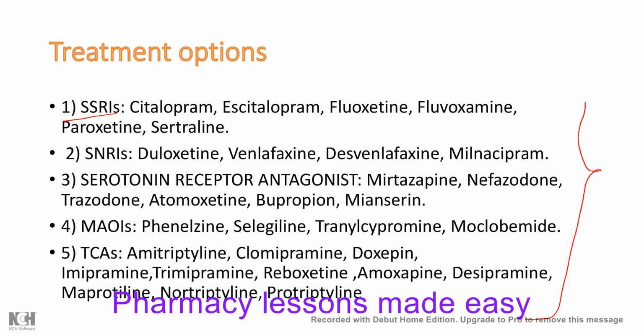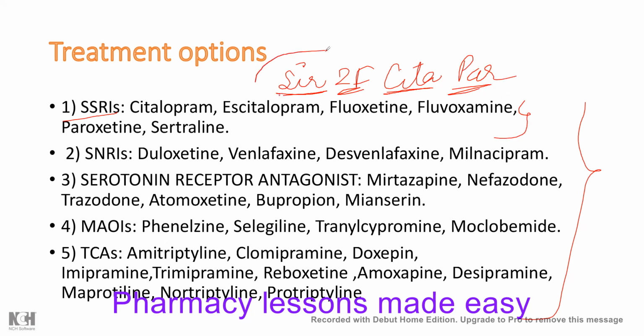For selective serotonin reuptake inhibitors, you can remember it as SIR 2F CP. That means sertraline, fluoxetine, fluvoxamine, citalopram, paroxetine. So that way you can add more options also. And you have to actually remember these names with the help of mnemonics. The same way you can find the most comfortable one for you for the other categories also.